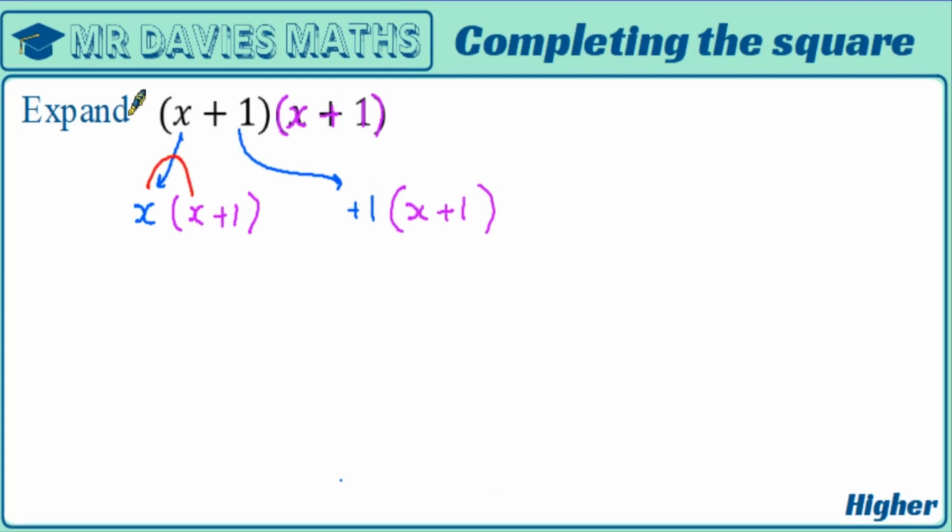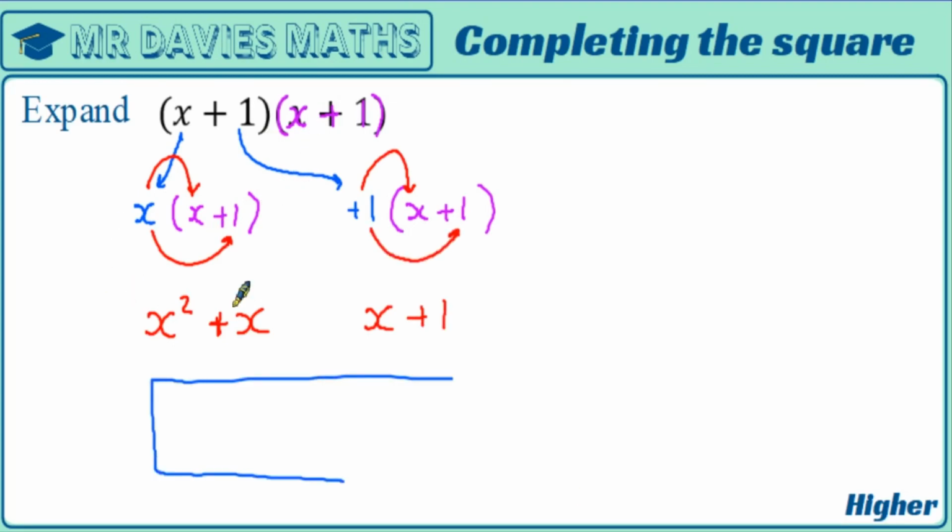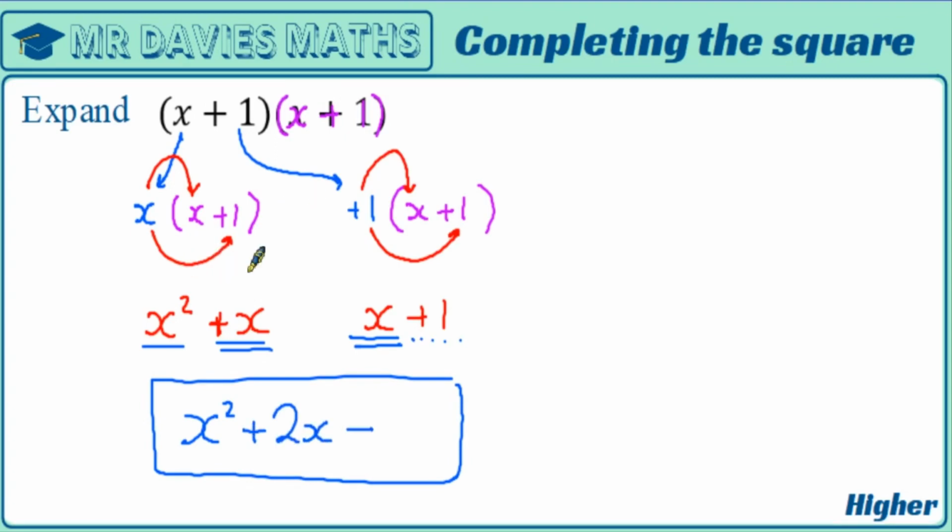So what's x times by x? That is x squared. x times by 1 is 1x. There we go, there's that one done. And over here you've got x times by 1, which is also 1x, and 1 times by 1, which is +1. My final answer would be, we've got 1x squared, we've got 2 x's, so therefore I've got 2x, and I've got a +1 at the end.